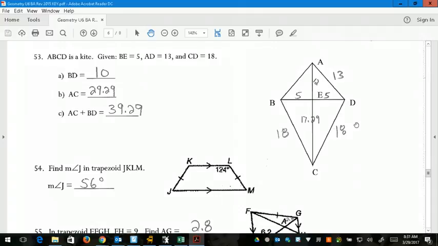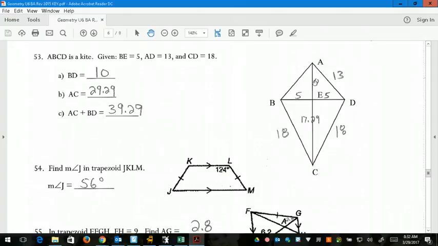So you knew that these were each 5 because the short diagonals bisected. You knew this was 13. So you could find this piece using what? If I have two sides, Pythagorean theorem: 5 squared plus x squared equals 13 squared. Using Pythagorean theorem, I got that to be 12.